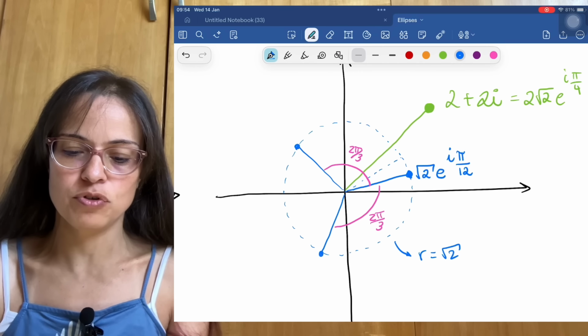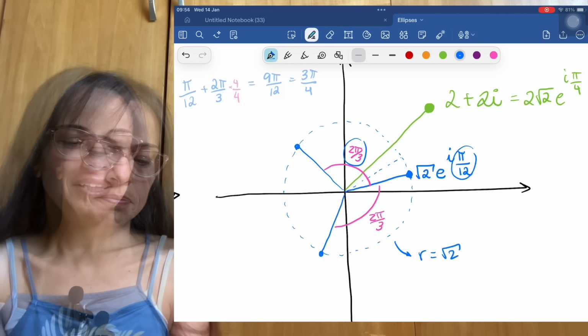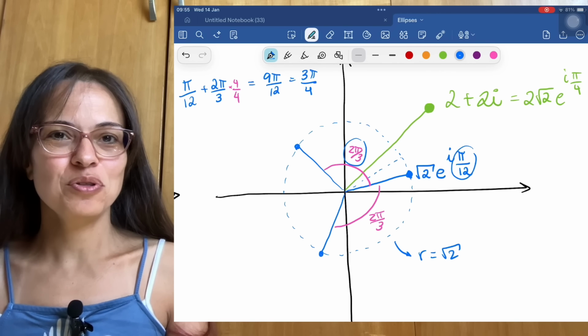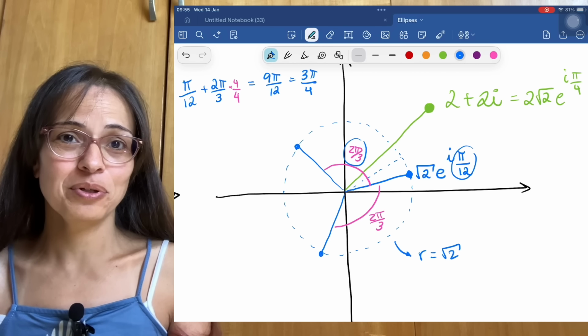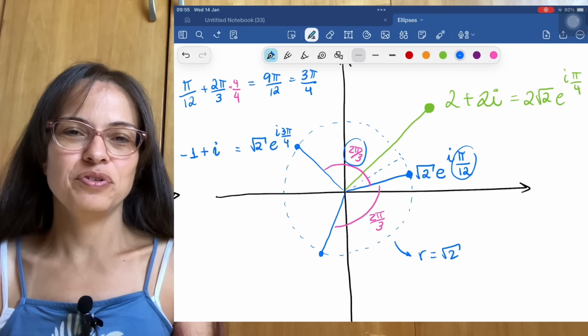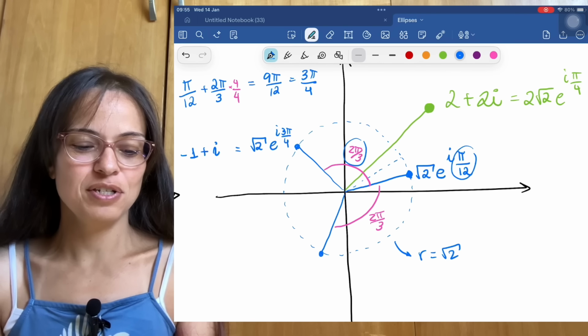So what is pi over 12 plus 2 pi over 3? 9 pi over 12, which happens to be 3 pi over 4. That's a good-looking answer. It even makes me want to convert this number back into Cartesian form because it looks so simple.